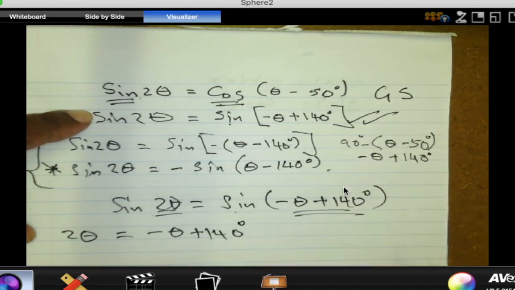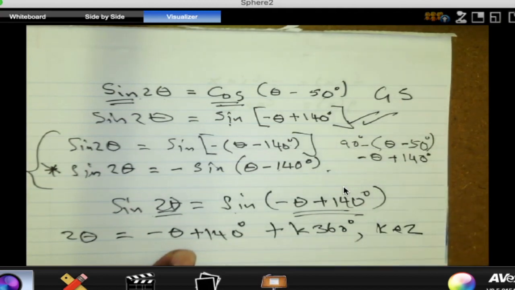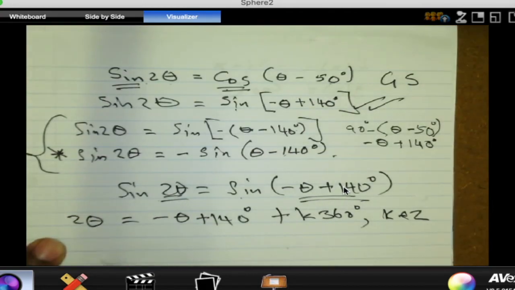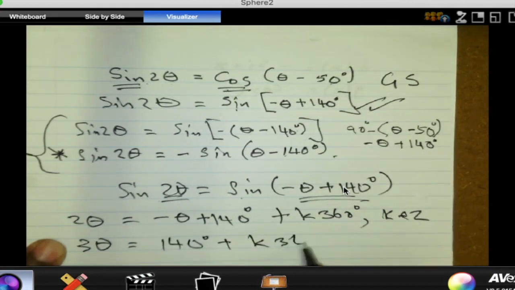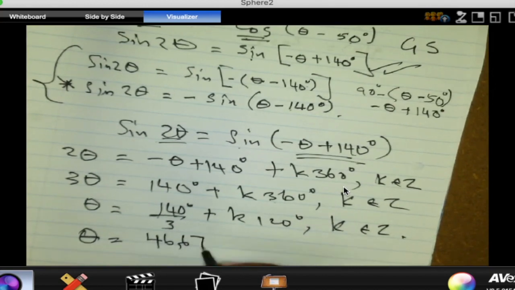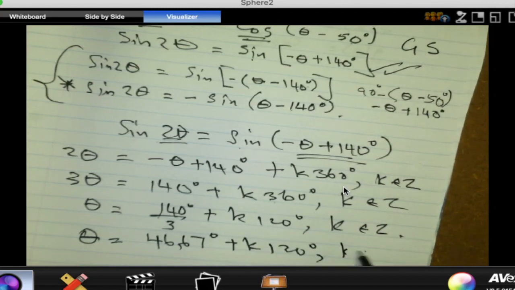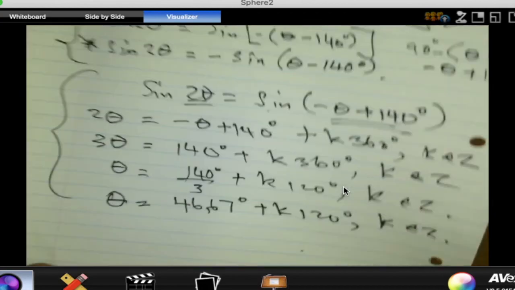140 degrees. But we can add as many 360s as we want, where k is an integer. Move the negative theta to the other side, so we get 3 theta. So 3 theta is equal to 140 degrees plus k 360, where k is an integer. So theta is 46.67 plus k 120. Okay, thank you. That is just one solution.